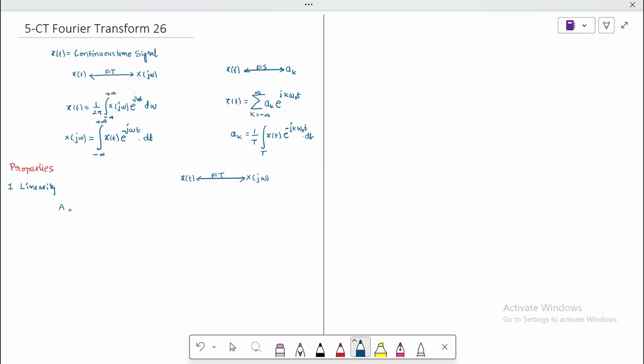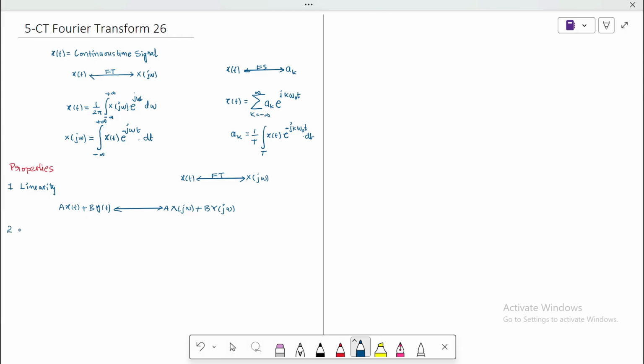Linearity: you know that addition and scaling, additivity and scaling, superposition theorem. A into x of t plus b into y of t. In the Fourier transform also, we are getting the same. So A into x of t, Fourier transform equal to A into x of j omega, plus b into y of j omega.